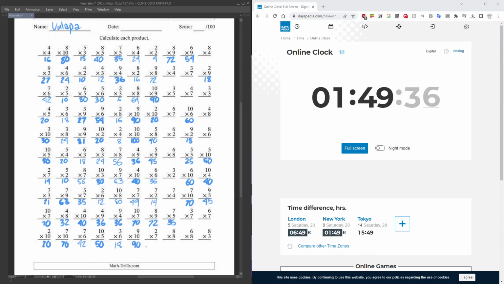3 times 5 is 15. 7 times 6. Let's do it again. So 14, 21, plus itself, 42. Then 6 times 8. 8, 16, 24. Times 2, 48. There you go. 7, 14, 21, 28.